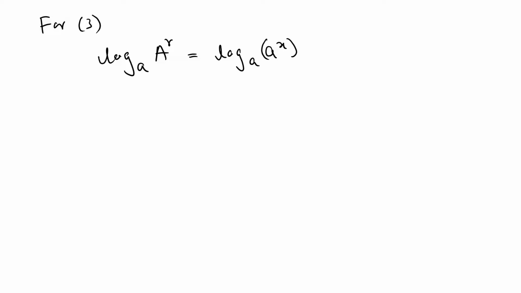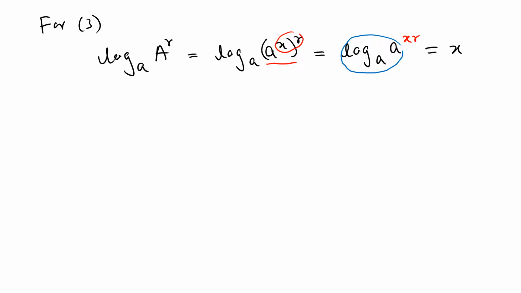And then to the r. Now we're going to simplify this part. When you have a power of a power, we know that you multiply the two powers. So you can write this as log base a of a to the x times r. Now we can use property number 2, because in property number 2, we know that when you have log base a of a to a power, this simply is going to be the power, the number up there.